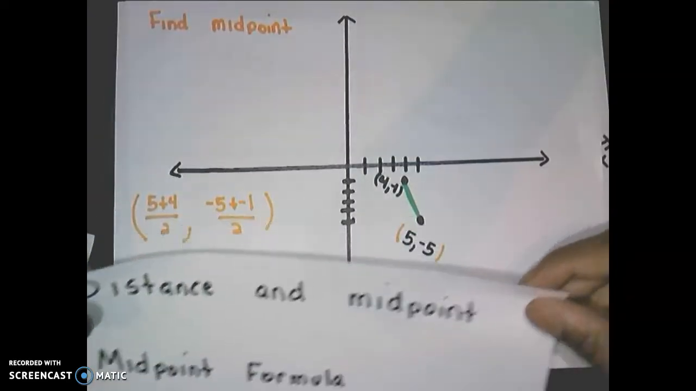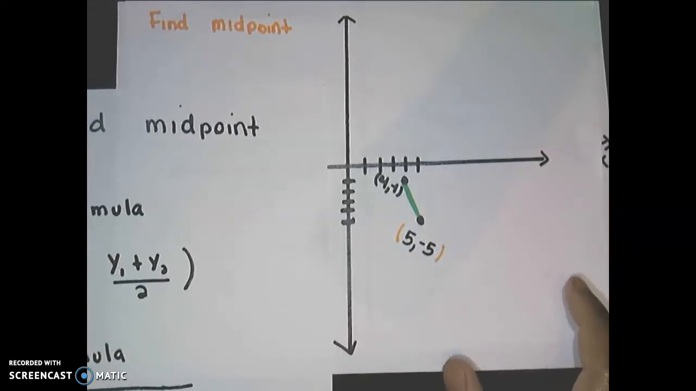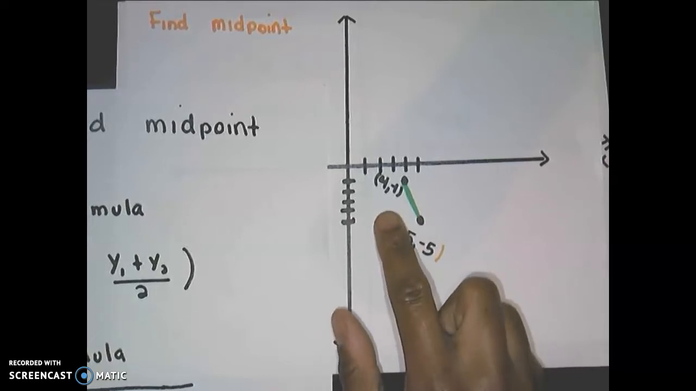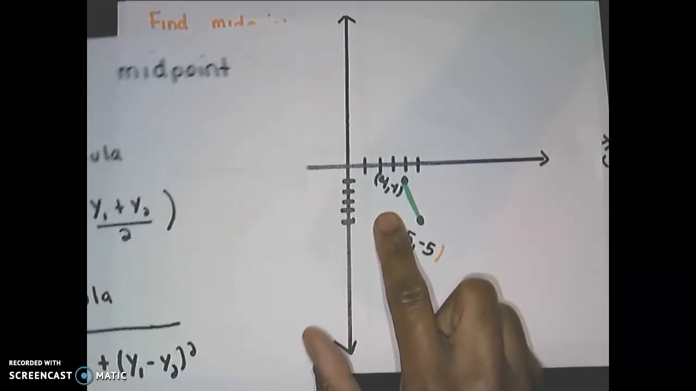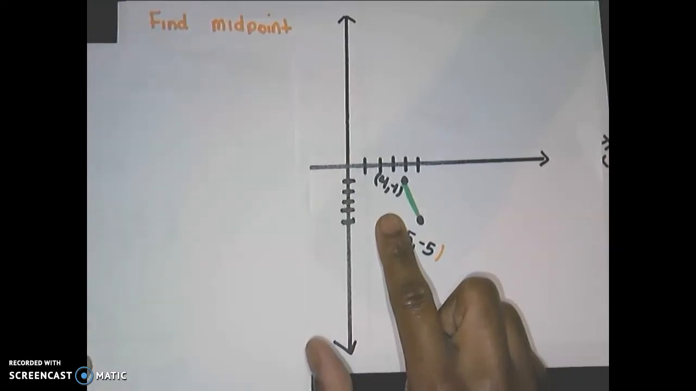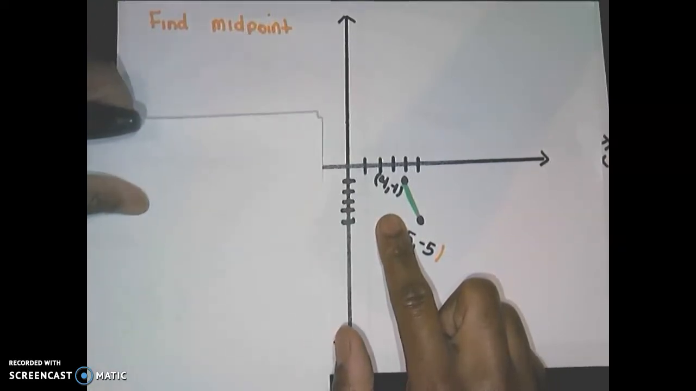So this first example is going to be asking us to find the midpoint of our line segment. So here I labeled the points already for you, but that's not going to be the case in the quiz. You're going to have to make sure that you can determine what the points are.